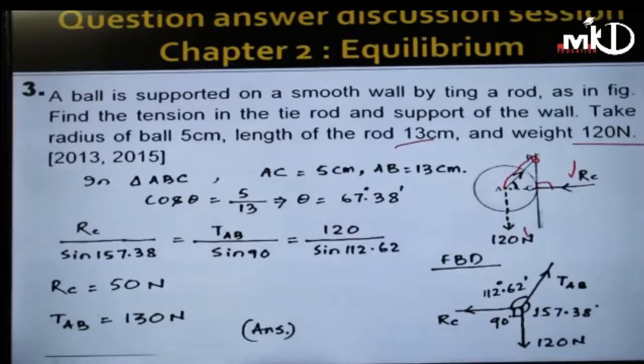Now the weight, you know, is 120 Newton. Friends, as this is a tie rod, obviously tension will come. How will it come? Along AB. So this is TAB, you can write. So now we will have again 3 forces, RC, TAB and 120 Newton. The system is in equilibrium, so we can apply Lami's theorem.